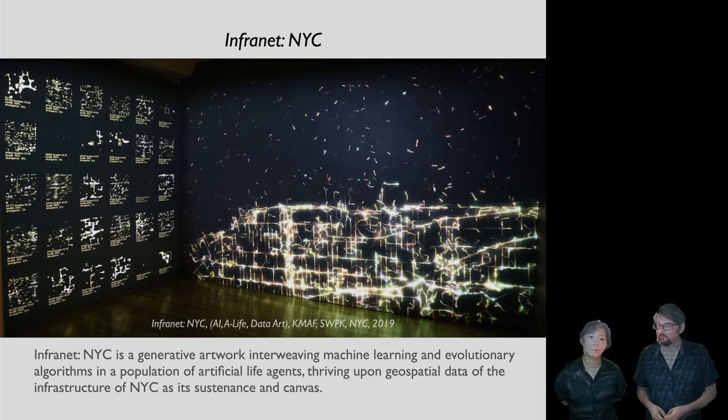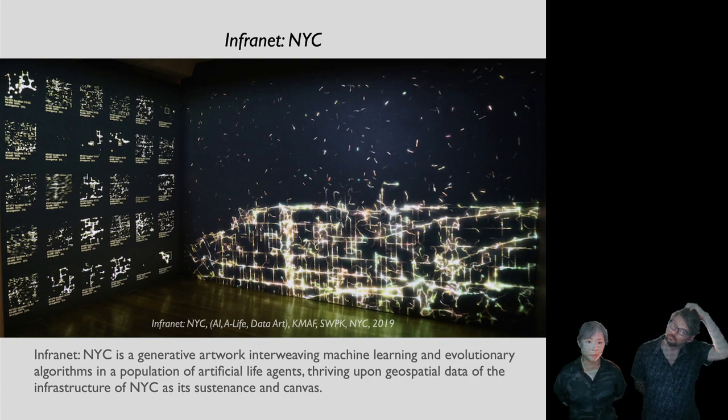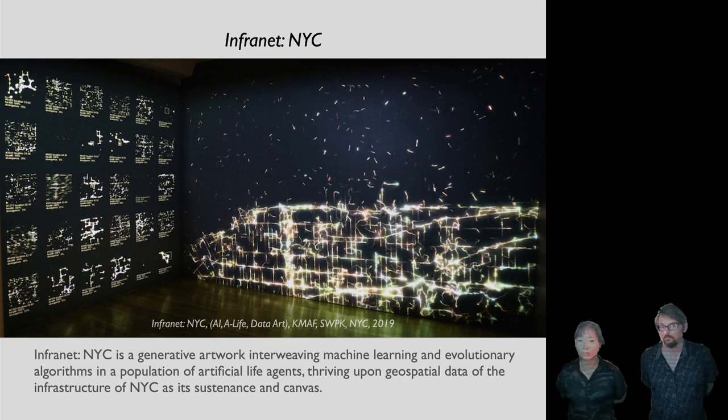So this is InfraNet New York, the most recent artificial nature installation. Compared to our previous works, this shows three new directions. The first, we use real-world open data rather than generative data as before. Second, we set the scale to the size of a city. Third, we use unsupervised evolutionary neural networks, which differs from the mainstream use of machine learning using supervised training.